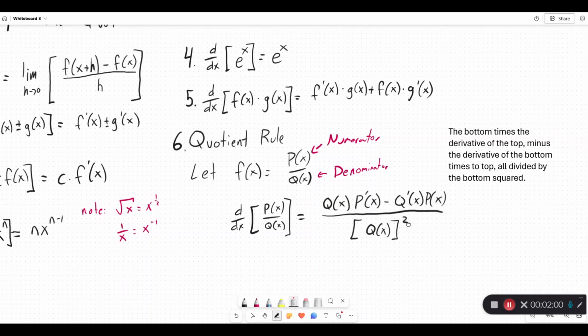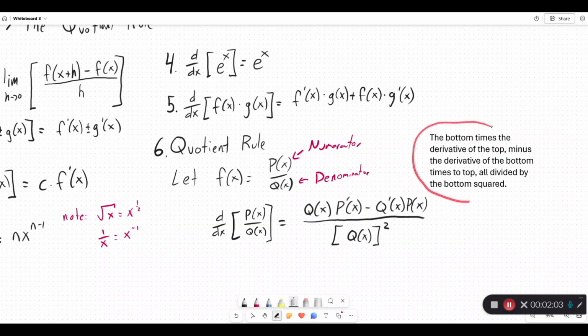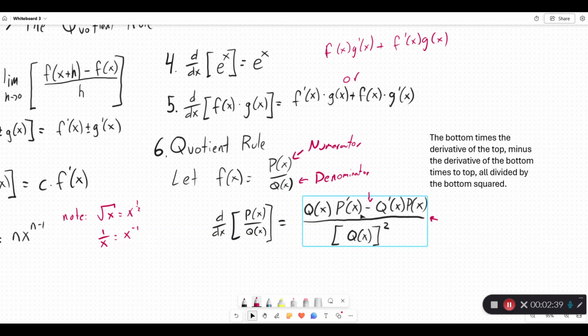I like to write it down right here. I think this is worth thinking about in your head, and this is honestly what I think about in my head every time I do the quotient rule: the bottom times the derivative of the top, minus the derivative of the bottom times the top, all divided by the bottom squared. Please note, if you rewrote the product rule backwards, you actually end up with the same thing, because multiplication and addition don't really have an order. Unfortunately, subtraction and division definitely have an order. So this is a really important one to keep track of.